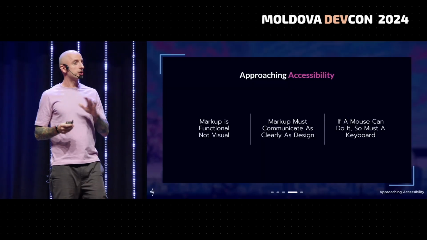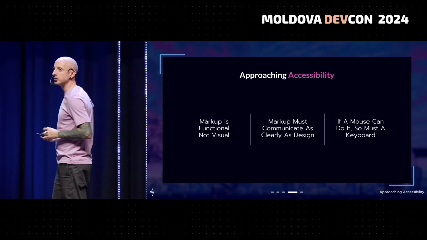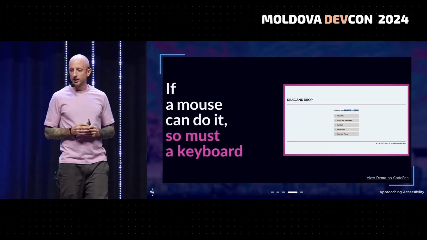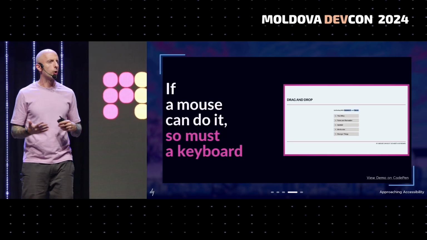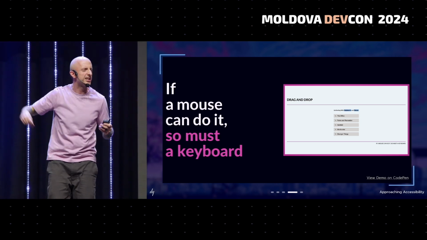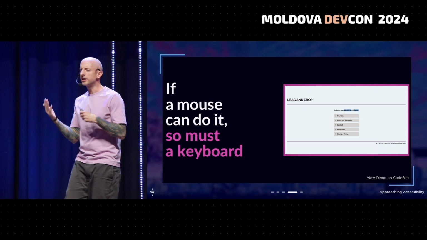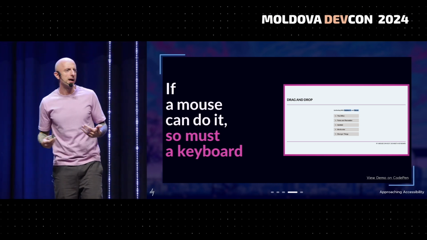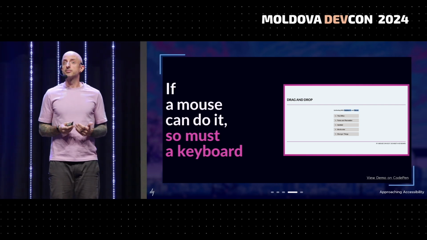So that was a pretty straightforward key, which brings us to our last key, which is that if a mouse can do it, so must a keyboard. Now, we've all come across some complex UI interactions before where we're sorting a list, or maybe resizing a frame inside of a window, kind of functionality that we sort of take for granted doing with our mouse all the time until you have to use it with something else.